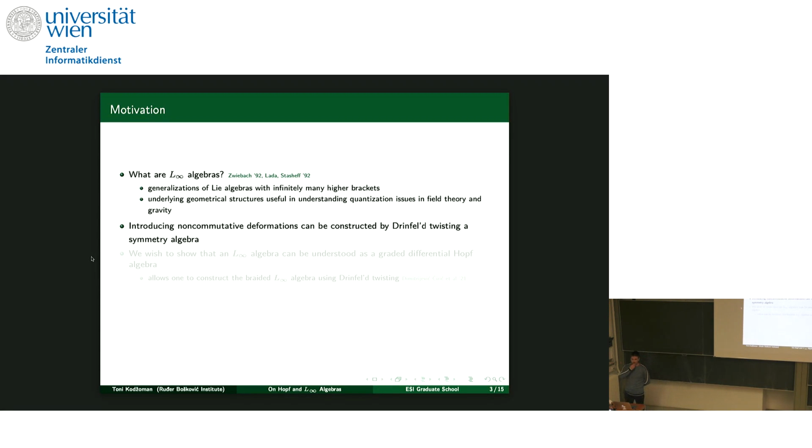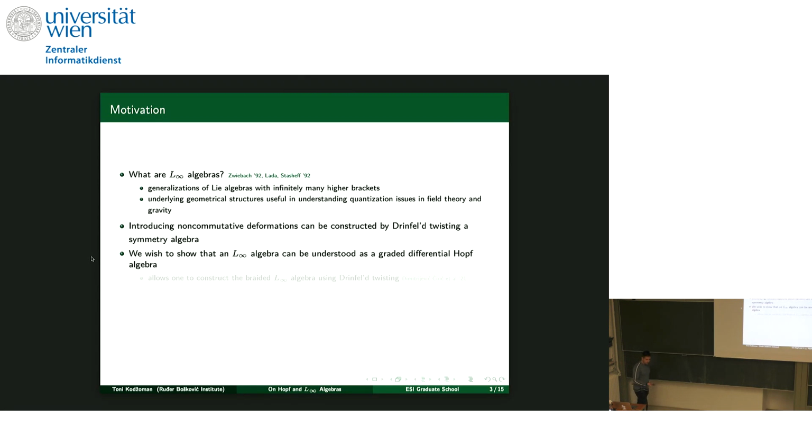One such example would be in a general L-infinity algebra. We could, for example, look at the homotopy relations and basically bootstrap star gauge invariant theories. Another such example would be introducing these non-commutative deformations via Drinfel'd twisting, part of which we'll see today, and there we use a symmetry algebra.